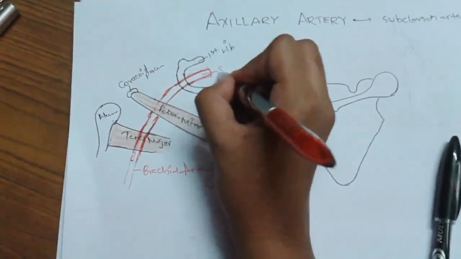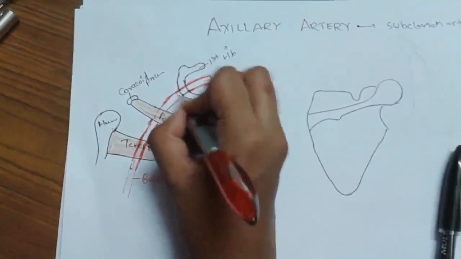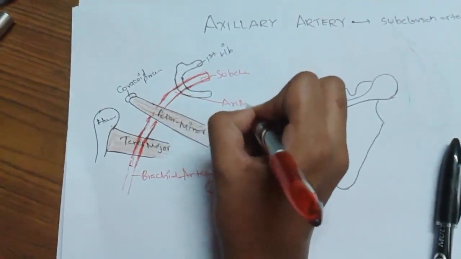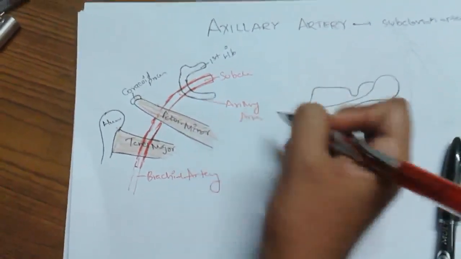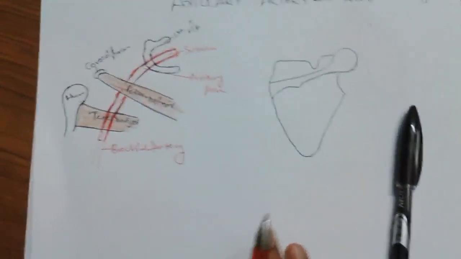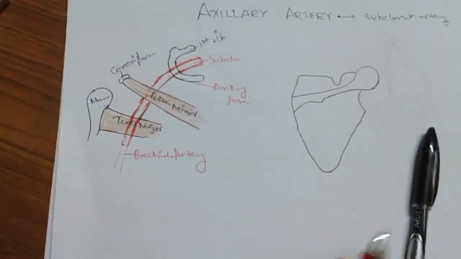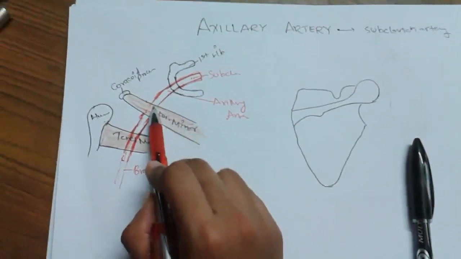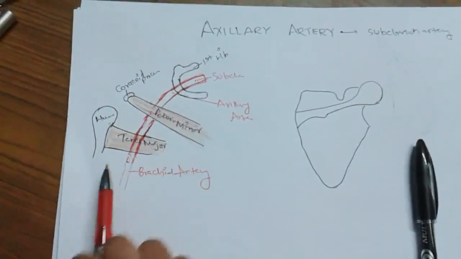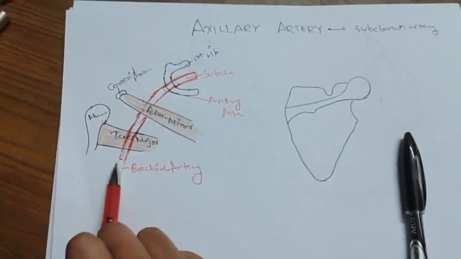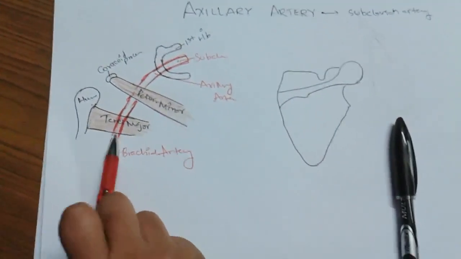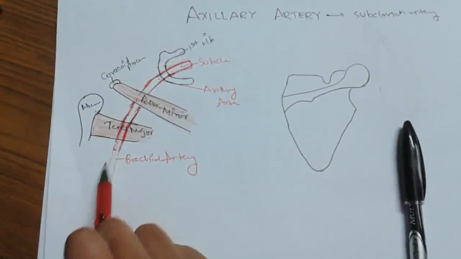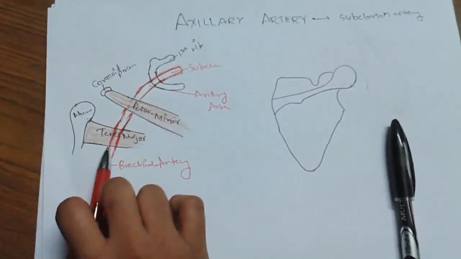Okay, what is it? Subclavian artery, then axillary artery. And this axillary artery continues to become the brachial artery. All these are not branches, but just continuations. That is, the subclavian artery, after the first rib, continues to become the axillary artery. And this axillary artery, after the lower border of the teres major muscle, continues to become the brachial artery.